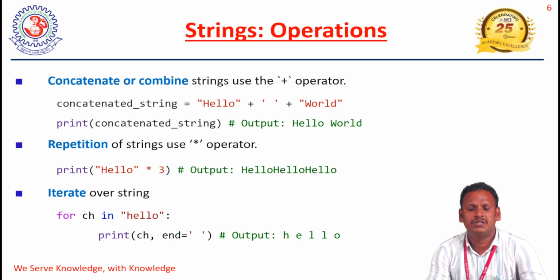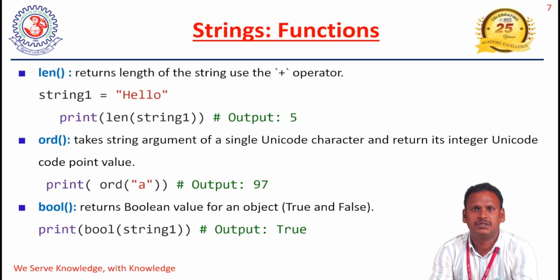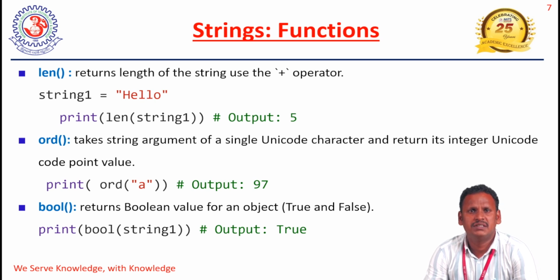Next, what are the string functions? These are the basic string functions. You have the len function, ord function, and then bool function. The len function is to find out the length of the string. So string1 equal to hello. In the string1 variable, I am storing hello. And then in the print statement, I am calling len of string1. It will return the length of the string. How many characters are there in hello? You have 5 characters. That's why the length of the string is 5.